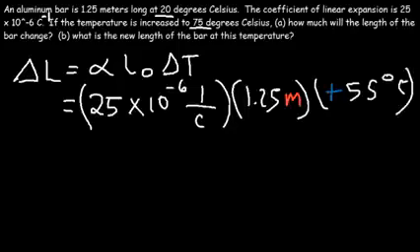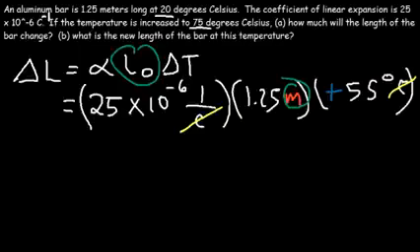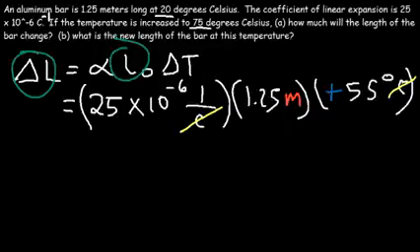So notice that the units Celsius cancel. So whatever unit L0 is in, that will be the unit for delta L. L0 could be in meters, centimeters, it doesn't matter. These two will have the same unit. So in this problem, since L0 is in meters, delta L will be in meters.